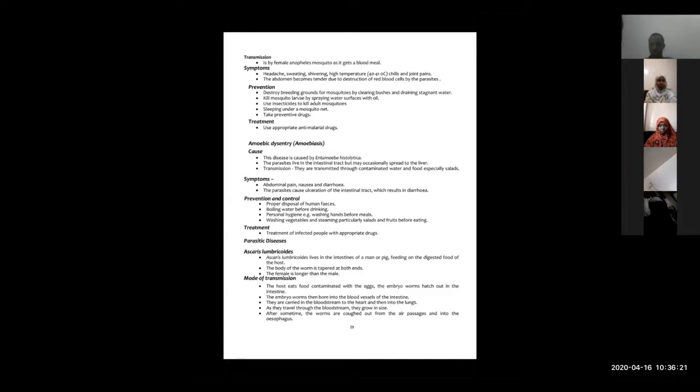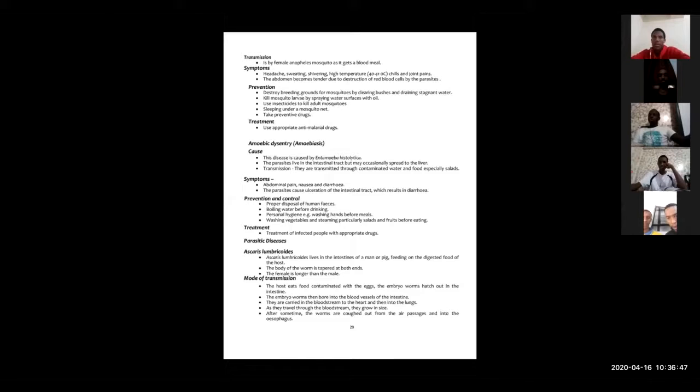Now, a vector is just an organism that can carry the disease-causing microorganism. That is what a vector is. It acts, let me say, like a wheelbarrow, which carries something. A wheelbarrow normally carries something, so that is a vector. So the female Anopheles mosquito is normally a vector. It is a vector which carries the Plasmodium for malaria.